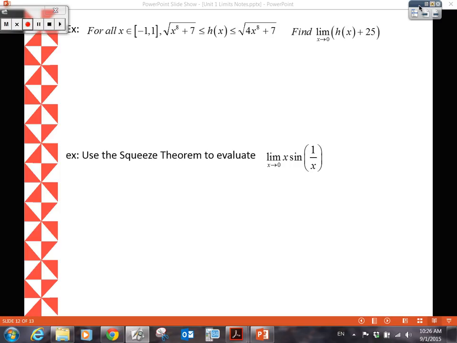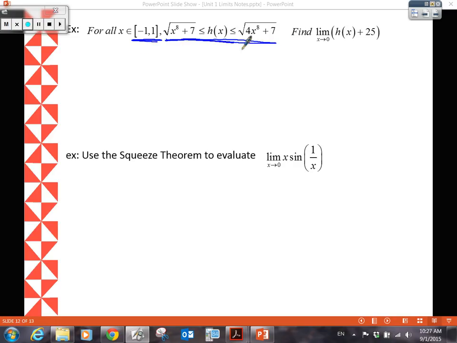Notice we have an interval here for all x that are an element of this set, -1 to 1. So this inequality only works between -1 and 1. Outside that interval, there's no guarantee. This is the inequality that we have set up.